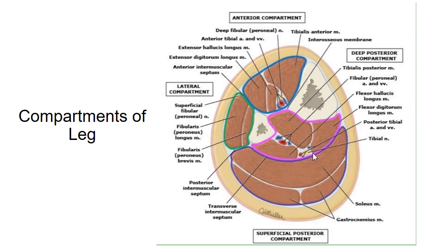This is the transverse intermuscular septum. This purple line which you can see here, this is transverse intermuscular septum, which is formed by deep fascia of the leg, as I have already told you. This transverse septum divides the posterior compartment into two groups. This one is the superficial group of muscles and this one is deep group of muscles. Today we'll talk about muscles of the anterior compartment. This one.